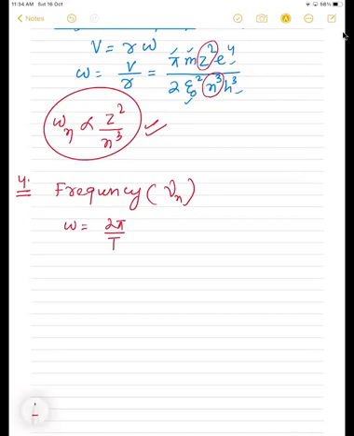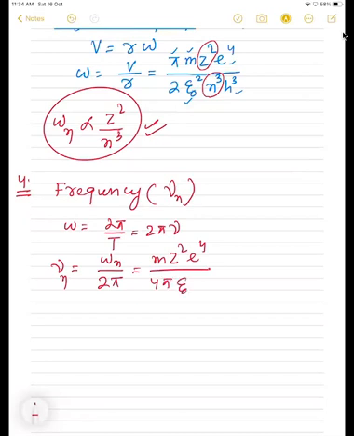Yes, sir. So, that is 2 pi f, and in place of frequency, we are taking nu, right? So, from here, nu will be equal to how much? Omega n by 2 pi in the nth orbit. Frequency in the nth orbit is equal to omega n by 2 pi. Correct? So, by putting all the values, you will get m z square e to the power 4 divided by 4 pi epsilon naught, not pi, pi will not be there, 4 epsilon naught square n cube h cube.